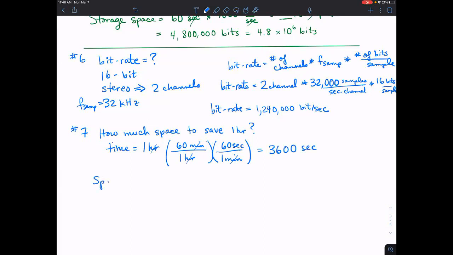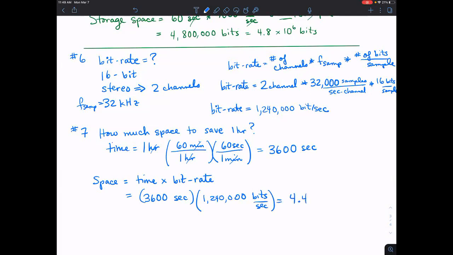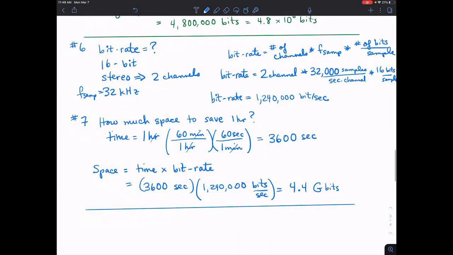Okay, so the space then is equal to the time times the bit rate, which was calculated in question 6. So we would have 3,600 seconds times 1,024,000 bits per second, which is 3.7 times 10 to the 9th, or gigabits, is the storage space. Okay.